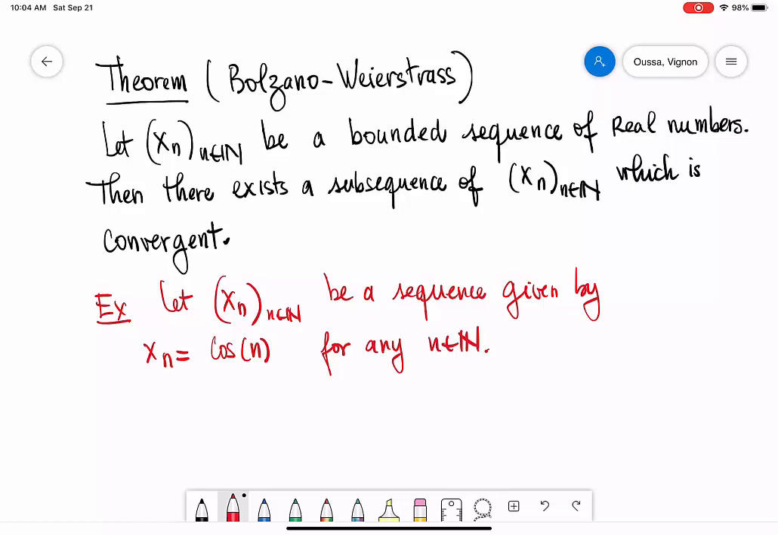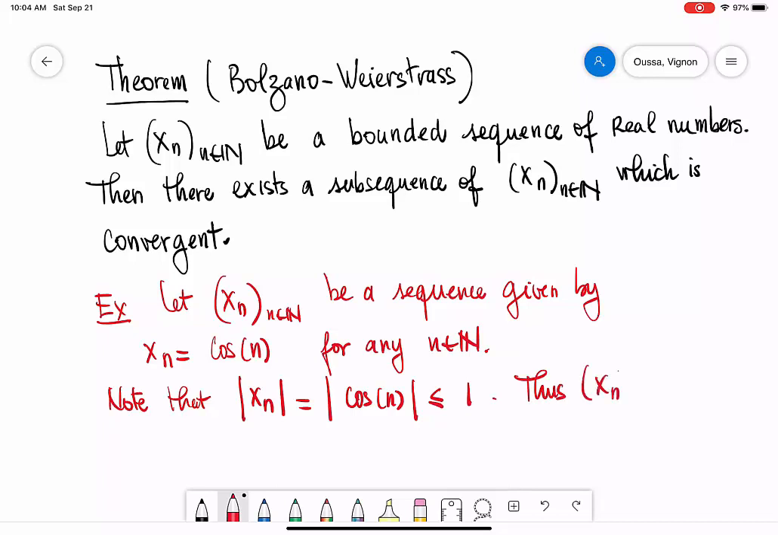So note that the absolute value of x_n is equal to the absolute value of cosine of n, which is, of course, less or equal to 1. Thus, x_n is a bounded sequence. Now, this is clearly not a convergent sequence. It's not convergent at all. In fact, the behavior of the sequence is pretty wild.